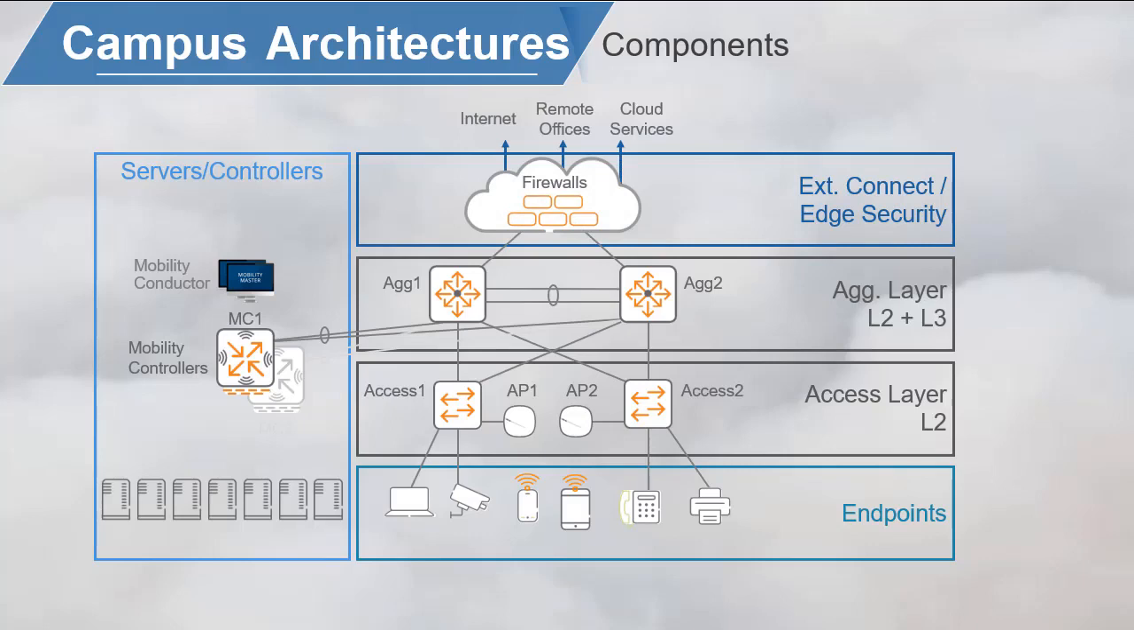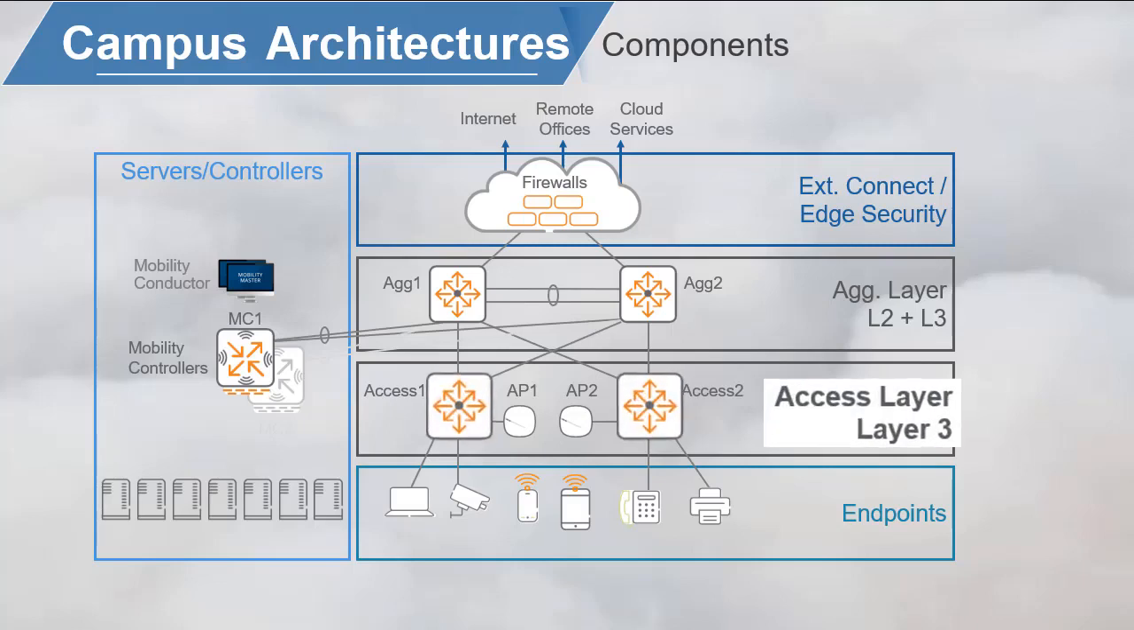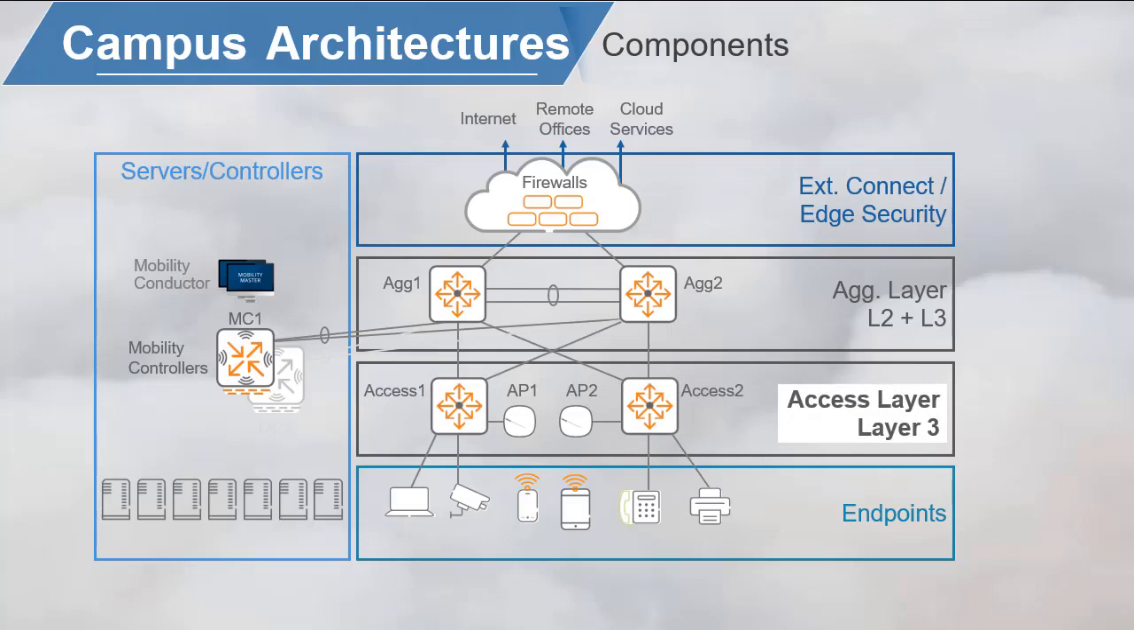Now, this has been and continues to be a common campus architecture. However, other ideas are emerging. Some folks are talking about bringing layer 3 routing capabilities right on down to the access layer. Now, each method has certain advantages and disadvantages, but that's beyond the scope of this course. I just want to make sure you are aware of current trends and possibilities.